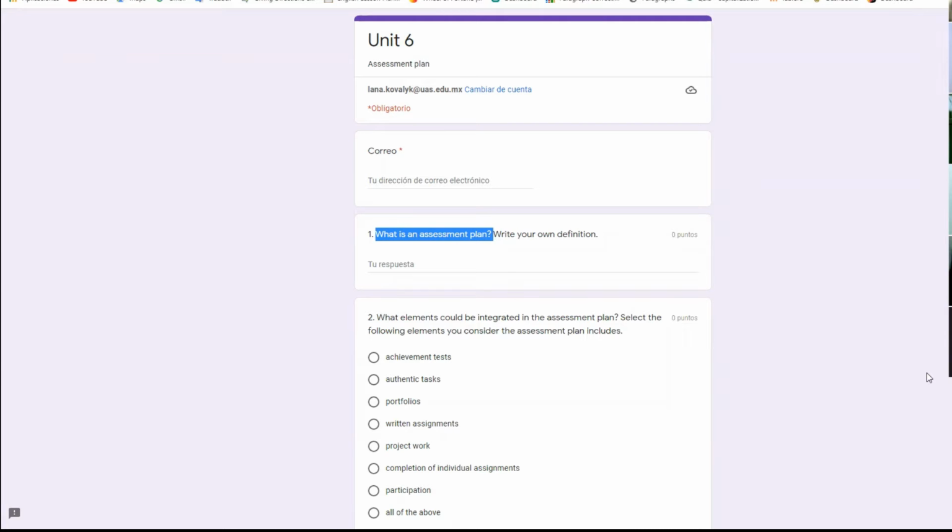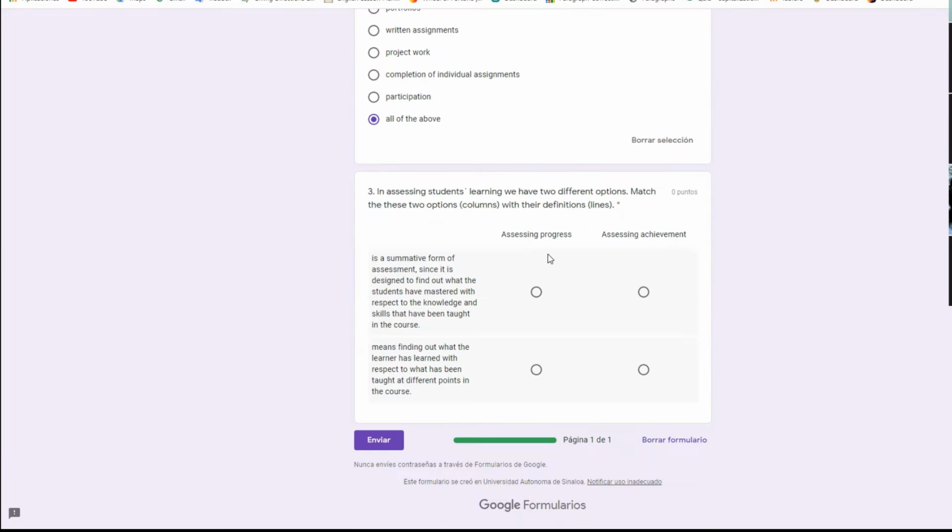I wrote an outline of the learning objectives that will be assessed during the course. I wrote that it's a different set of activities that explains how students will be evaluated. For progress, it means finding out what the learners have learned with respect to what has been taught at different points of the course. Assessing achievement is the first one. That is a summative form of assessment, and it is designed to find out what the students have mastered with respect to the knowledge and the skills that have been taught in the course.